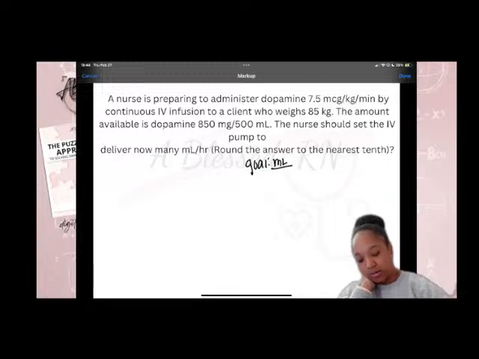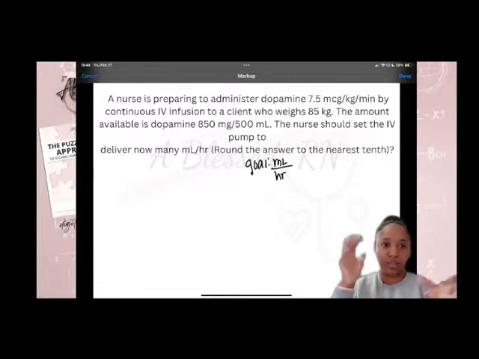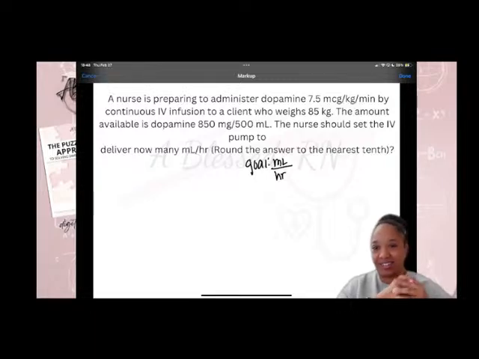So our goal is milliliter per hour. This is a heavy IV session, y'all. I do other problems because you can use dimensional analysis for a lot of stuff, okay? But this one is just an IV session for right now. Your titratable drips. Yes, it was okay.